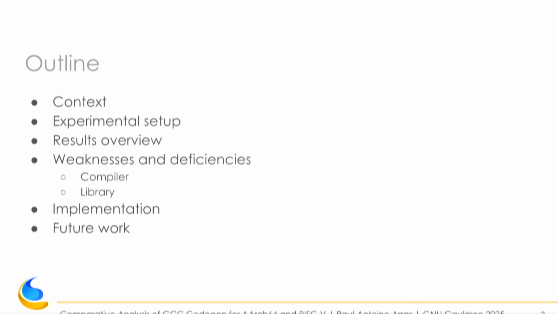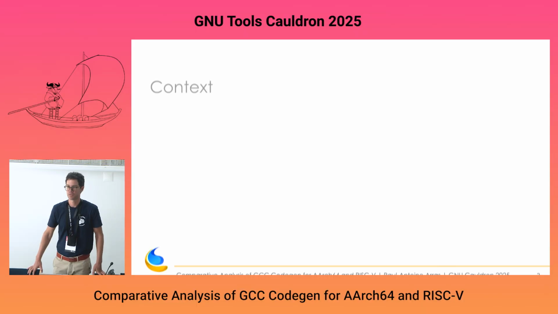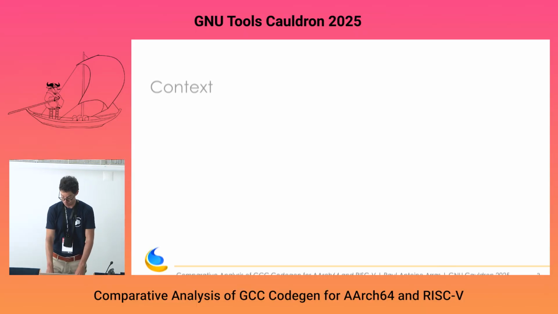So I'm going to go through first a bit more details about the context, what sparked this work, what kind of experiments I've been doing. Then I'll give you an overview of the results, and I'll dive into the details of the analysis and a bit of the implementation. By the way, feel free to interrupt me to ask questions as and when. No need to wait for the end if you have a question.